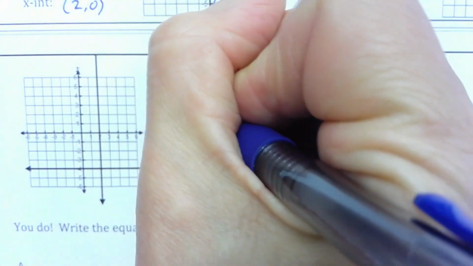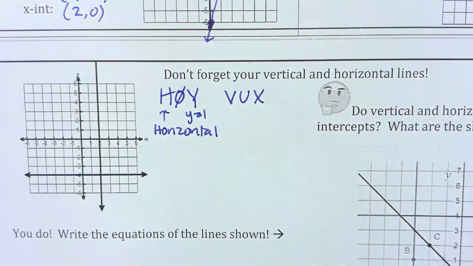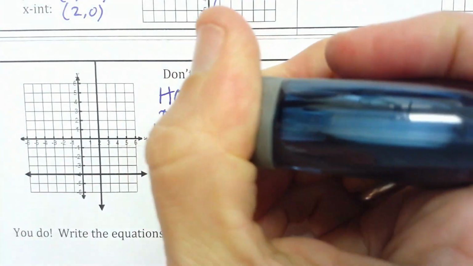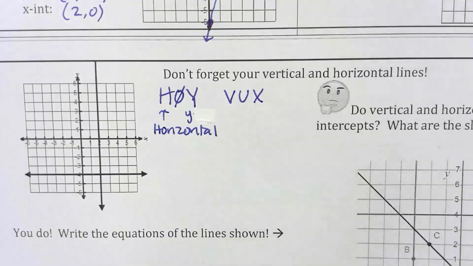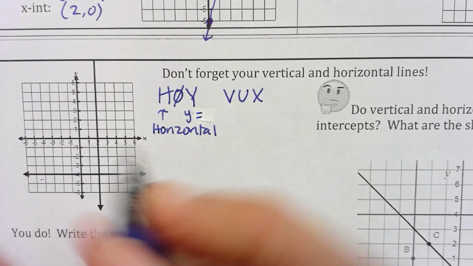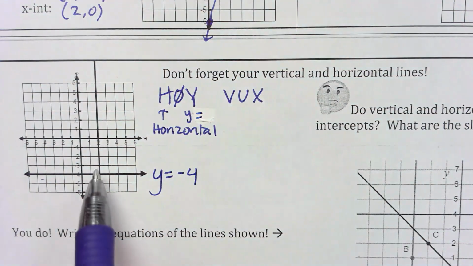And this tells you y equals. So a horizontal line is a y equals line. It's y equals a number. In this diagram, I've got a horizontal line right here, and I know right away because of HOY VUX that it's a y equals line. Y equals negative 4 is this line.